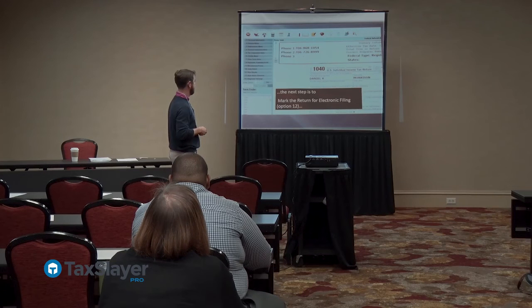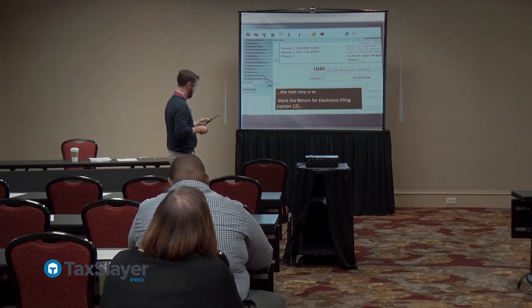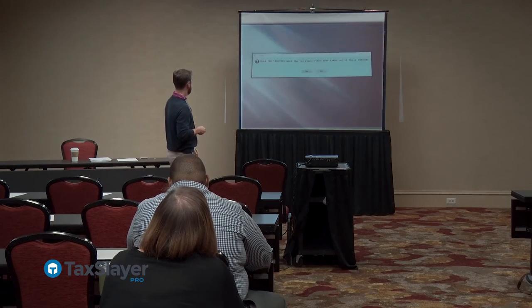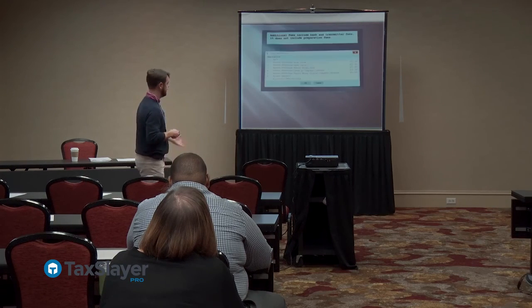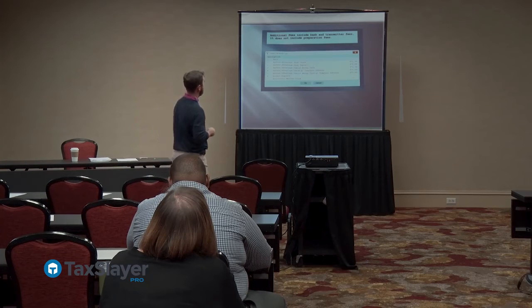Next step is to mark the return electronic for filing, option 12. Let's see where we are. Getting close. Does the taxpayer want the tax preparation fees taken out of the refund? This is the bank product. Yes. Okay, then you're going to select what option they want.